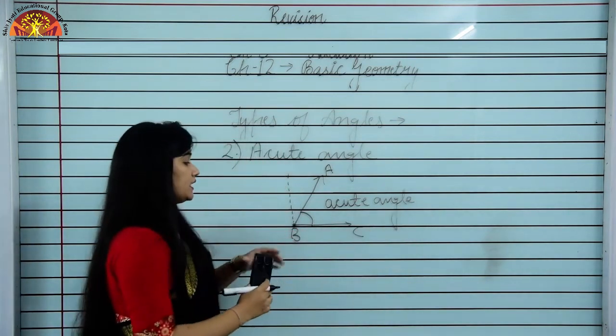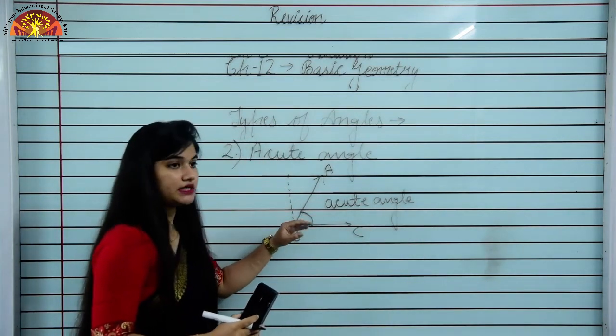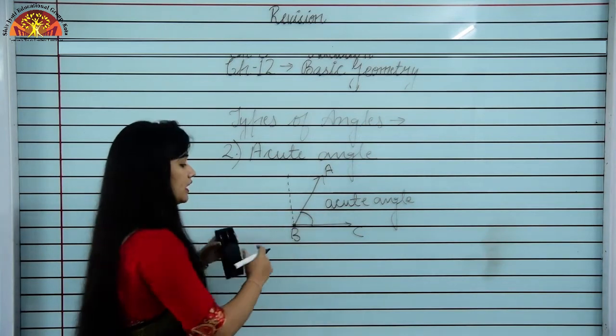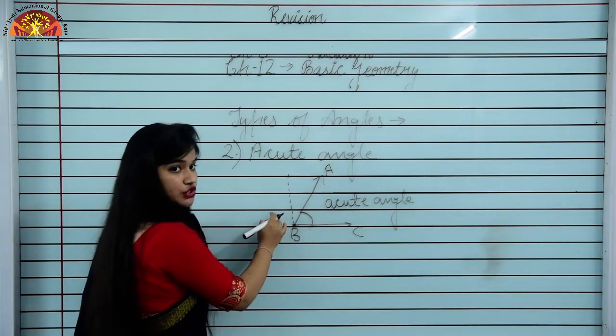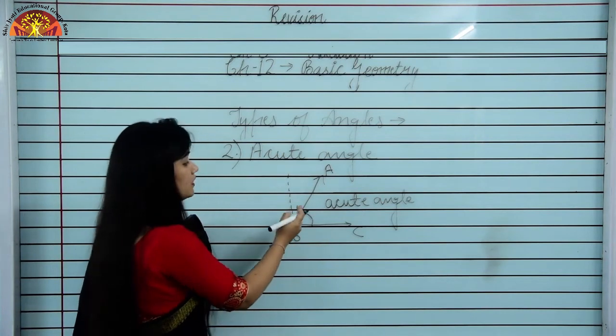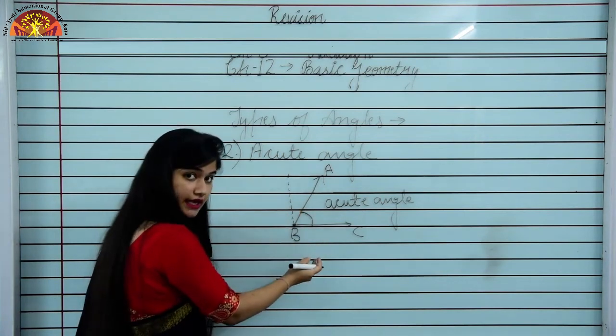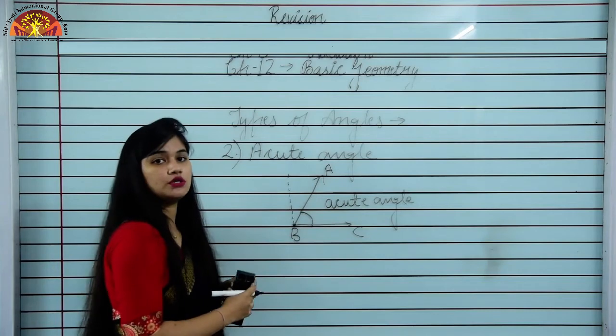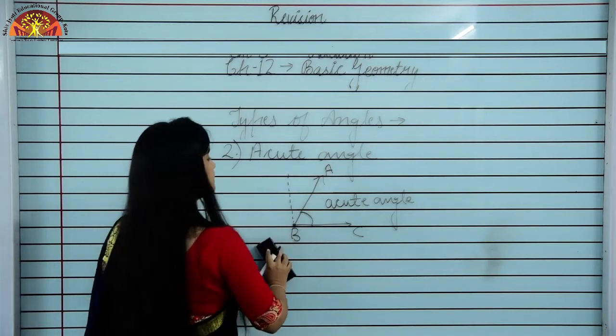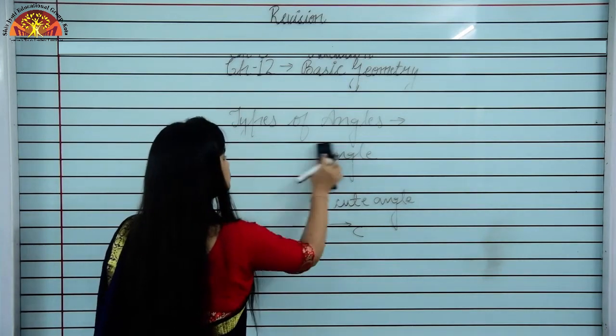Understood, students? ये कितने डिग्री का हो सकता है? 80 डिग्री, 70 डिग्री, 50 डिग्री. Understood? The angle which is less than a right angle, which is smaller than 90 degree, the angle is called acute angle. Understood? Now we see the next angle, that is obtuse angle.